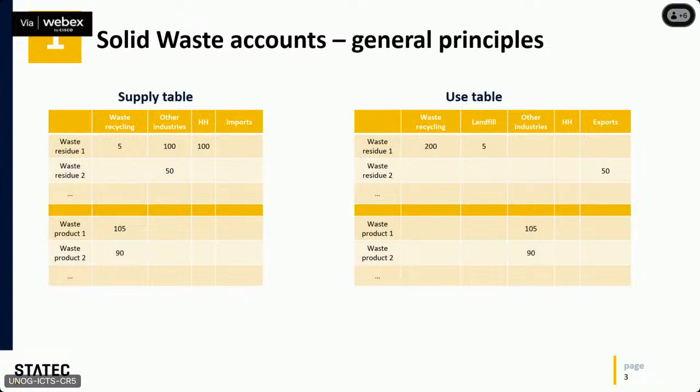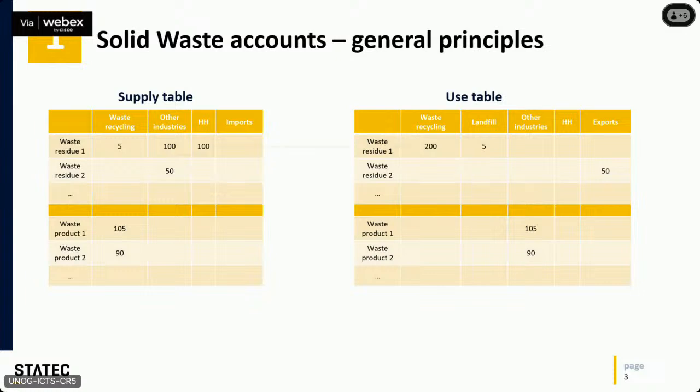So typically, for people who aren't aware of the waste accounts, this is what the accounts should look like. We have a table on resources on the left and a table on uses on the right. On the left-hand table, you will see that there is a distinction drawn. There's a column based on the stakeholders involved, including imports and exports, of course, are presented in the use table. And the various lines show the type of waste residues.